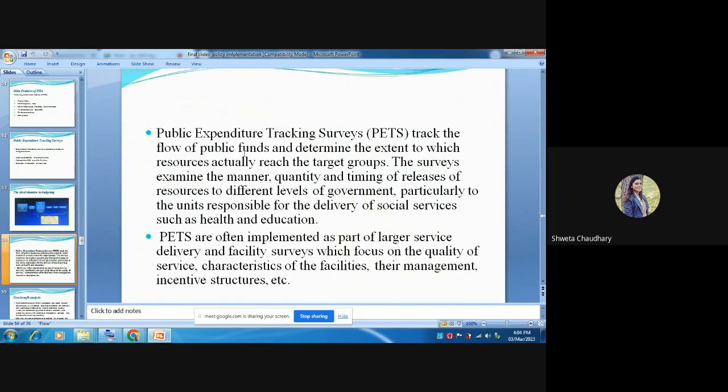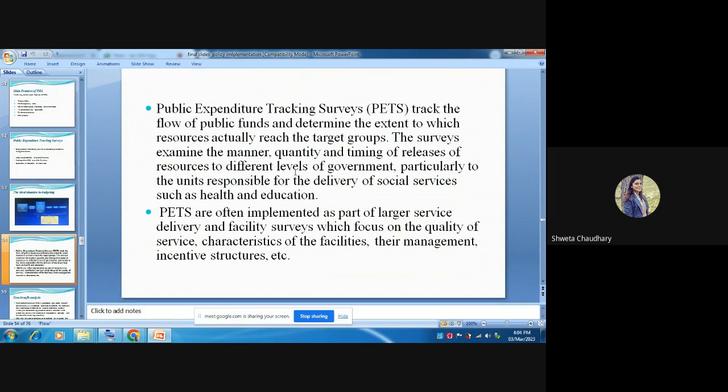These surveys track the flow of public funds and determine the extent to which the resources actually reach the target group. The surveys examine the manner, quantity, and timings of release of resources at different levels of the government, particularly to the units responsible for delivery of social services such as health and education. So, how much of the money is being allocated for education and health, and whether it has reached the grassroots level or not? If not, then why? This is the public expenditure tracking survey.